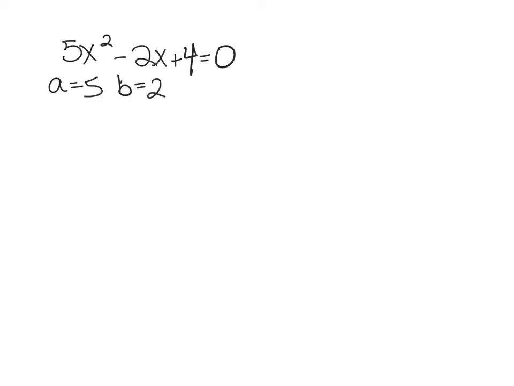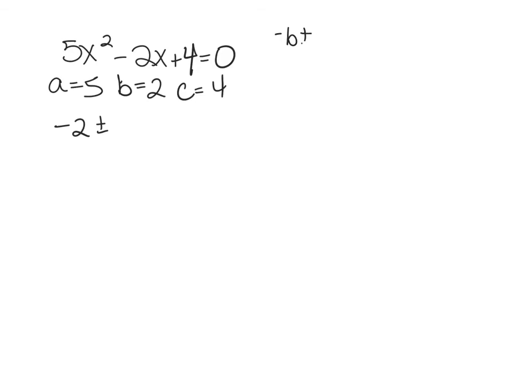Okay, let's do another example. 5x squared minus 2x plus 4 equals 0. So my a is 5, b is 2, c is 4. So negative 2, negative b.